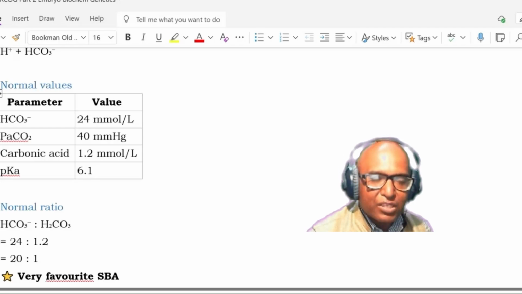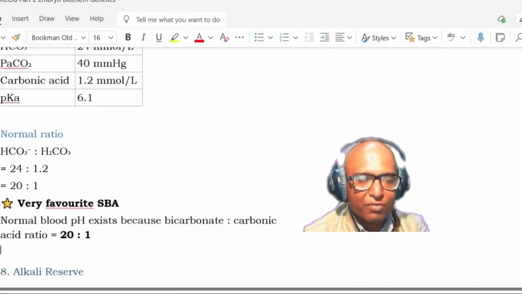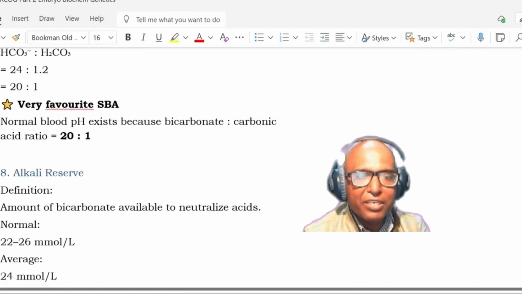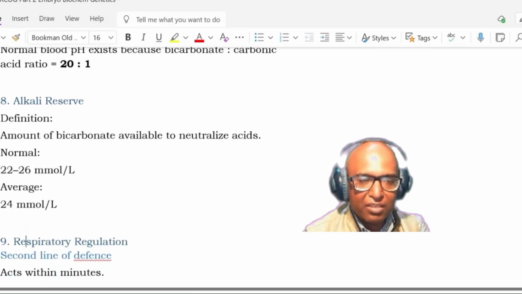Okay, they may ask you the ratio of bicarbonate to carbonic acid, that is 24 divided by 1.2. So the bicarbonate to carbonic acid ratio, 24 to 1.2, is 20:1. This is also one of the commonest questions. So normal blood pH exists because of the bicarbonate to carbonic acid ratio, which is maintained at 20:1.